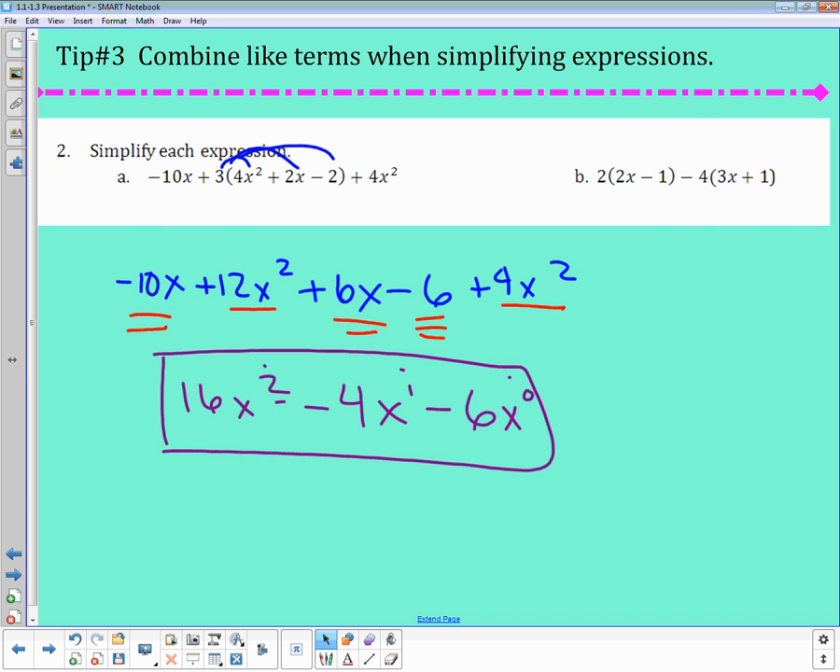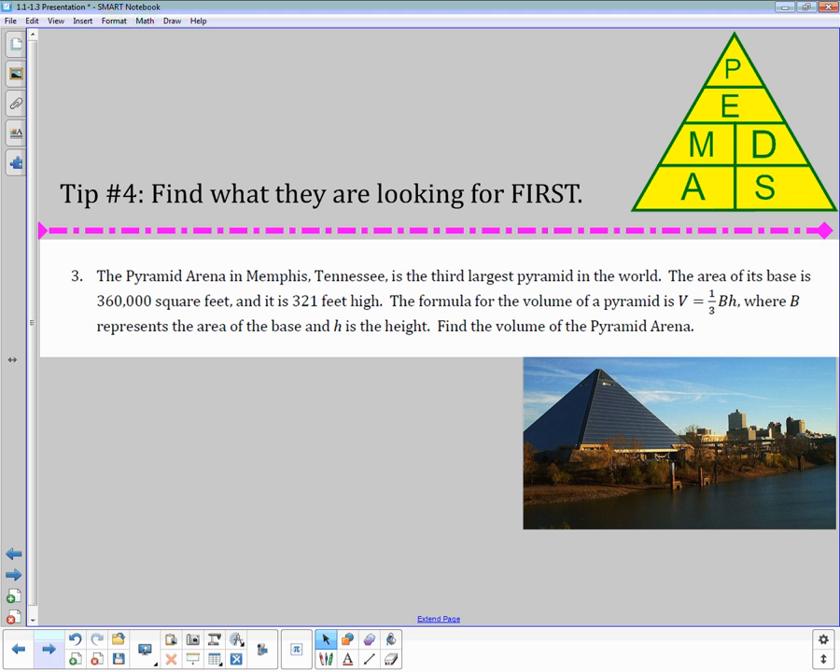In number 3 on the back side of your notes page, it says the Pyramid Arena in Memphis, Tennessee is the 3rd largest arena in the world. The area of its base is 360,000 square feet, and it is 321 feet high. The formula for the volume of the pyramid is V equals 1/3 capital B times H, where capital B represents the area of the base. That capital B is not just a length, it's an actual area. Then it says find the volume of the pyramid.